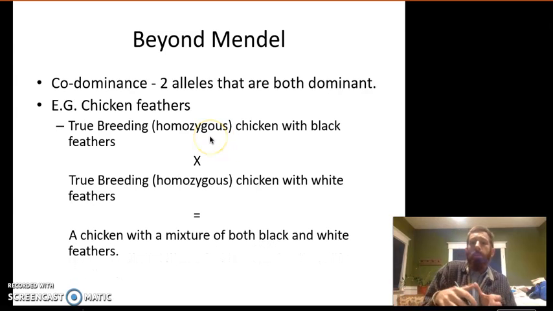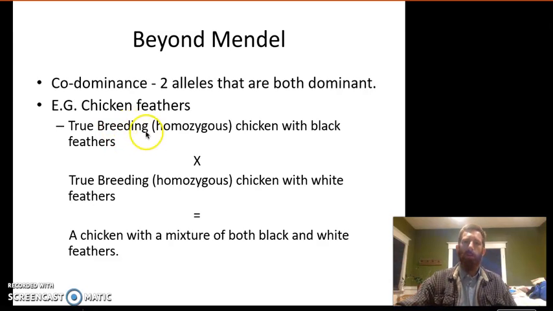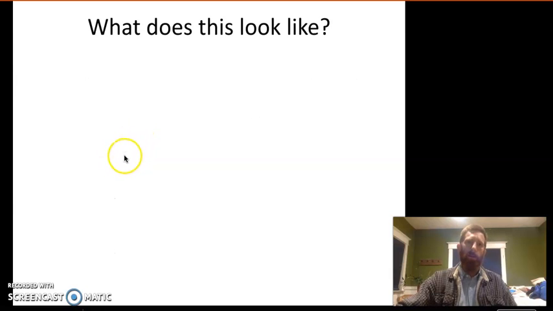And if this were incomplete dominance, what would we get? Yeah, that's right. We'd get a gray chicken. But because it's codominance, we get a speckled chicken, or a chicken with a mixture of both black and white feathers. So again, I don't have to say it, but go ahead and write it down. You should have written down the Punnett square from the last example. If you didn't, look on with someone who did and copy that down.